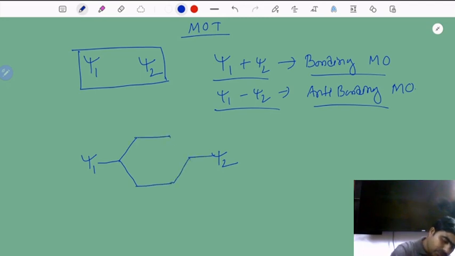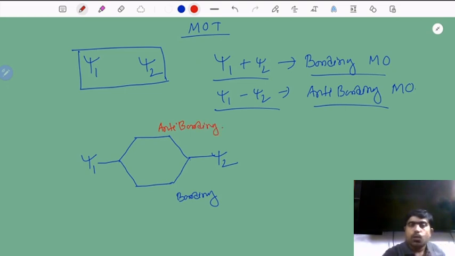combined to make two molecular orbitals. One is called bonding, another is anti-bonding. What is bonding? The bonding is psi1 plus psi2. Anti-bonding is psi1 minus psi2. If we go to the energy level, the energy increases from bottom to top. That is, the energy of the anti-bonding is more than that of bonding.